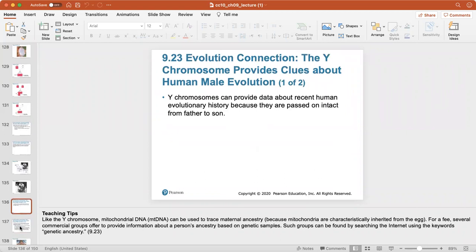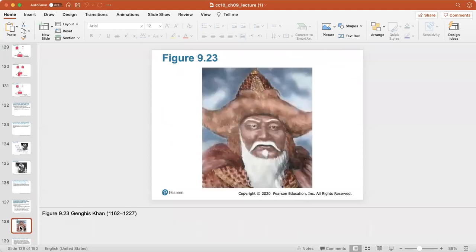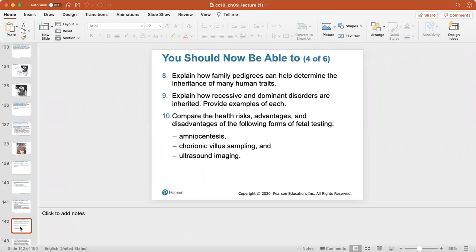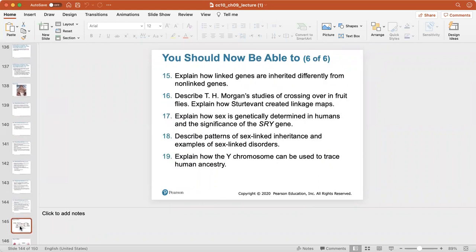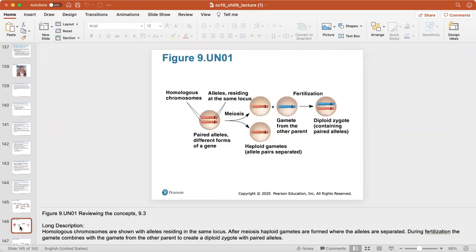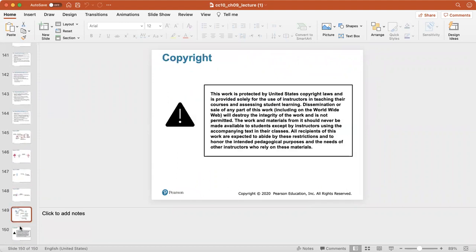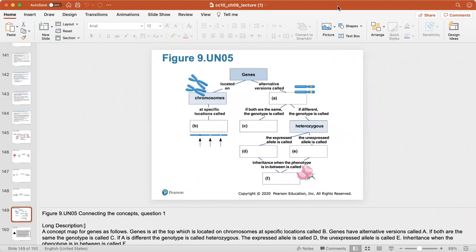And then, Y chromosomes can provide data about recent human evolutionary history because they're passed on intact from father to son. I think we're going to stop the chapter here because we pretty much went through all of it. I know this is a very detailed chapter. Again, the pictures at the end serve as a good review for main ideas that you should know. And take a look at the YouTube video that gives you a little more explanation on the gametes and the Punnett squares of Mendel.